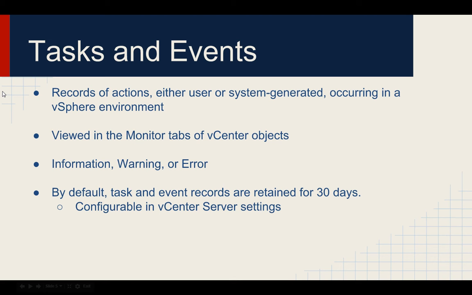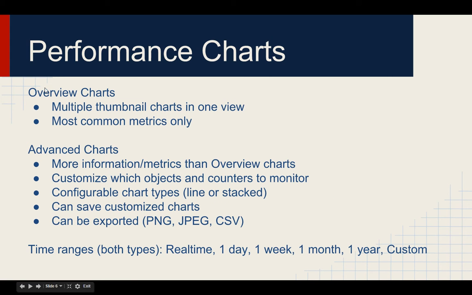Tasks can be informational, warning, or error severity level. And by default, vCenter server only retains task and event records for 30 days. So that's probably something in a production environment you'll want to look to change and increase. And that is configurable in the vCenter settings. You can even turn it off and just retain tasks and events indefinitely. But of course, your vCenter database will grow because of that. Oh, and I forgot to mention before, obviously, if anyone has any questions, jump right in at any point.